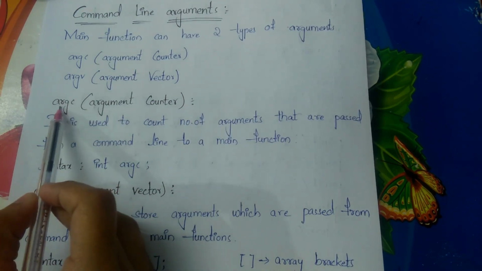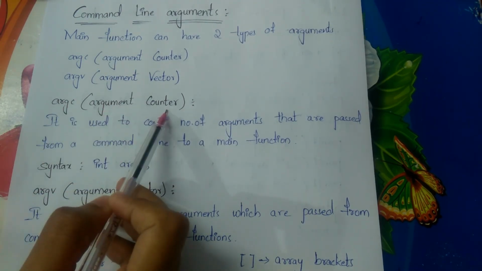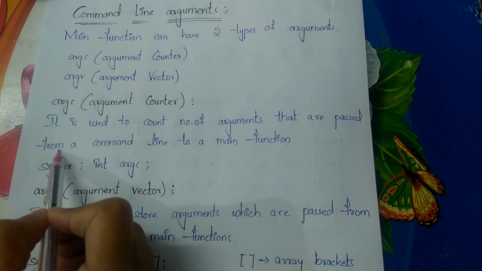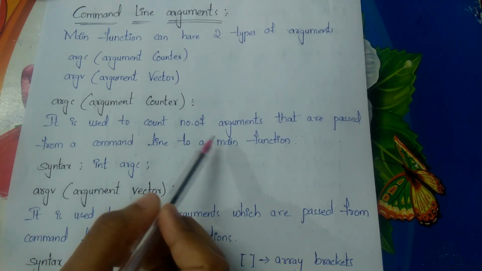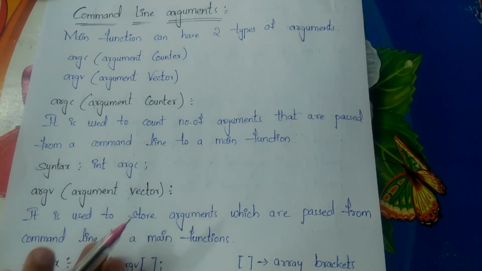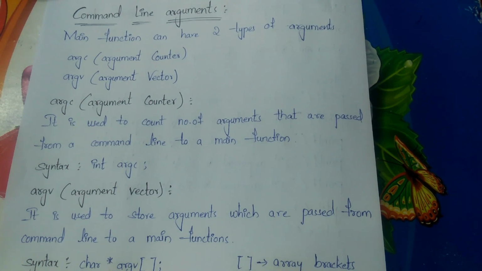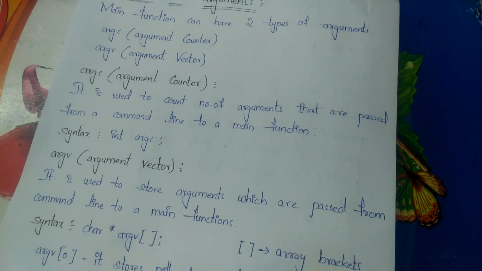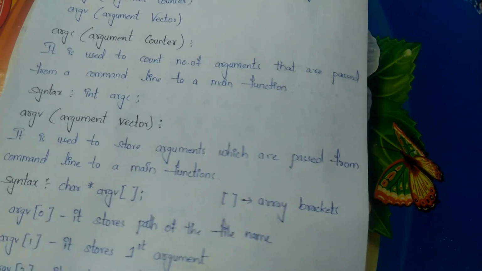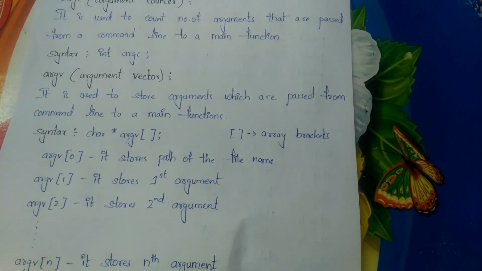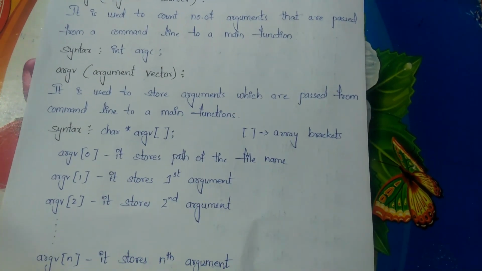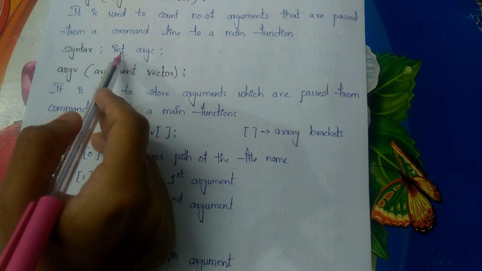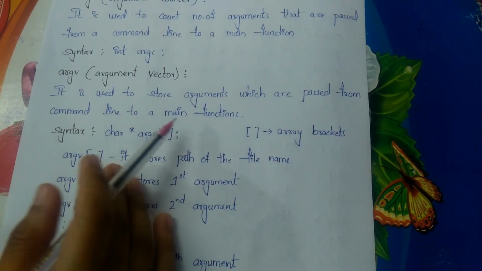Next, let's discuss argc, the argument counter. This argc is used to count the number of arguments that are passed from the command line to the main function. So however many arguments the user passes to the main function, that count will be held by argc. We use argc to count the number of arguments. The syntax for this is int argc.